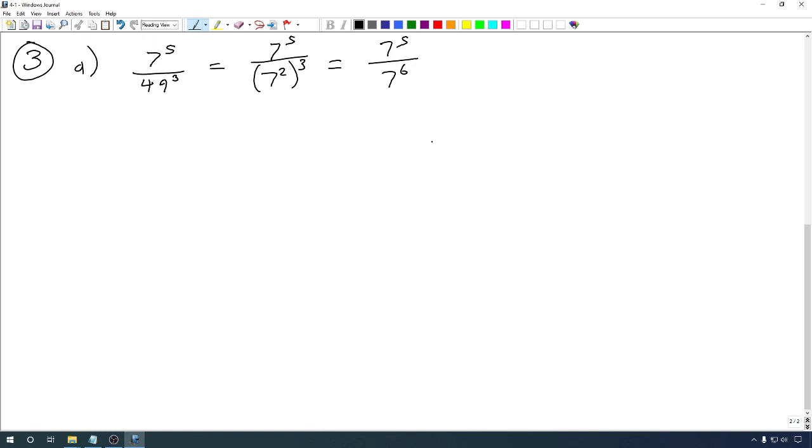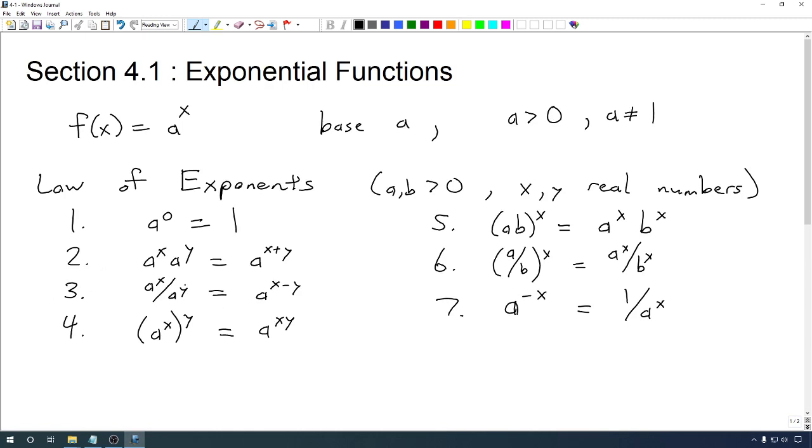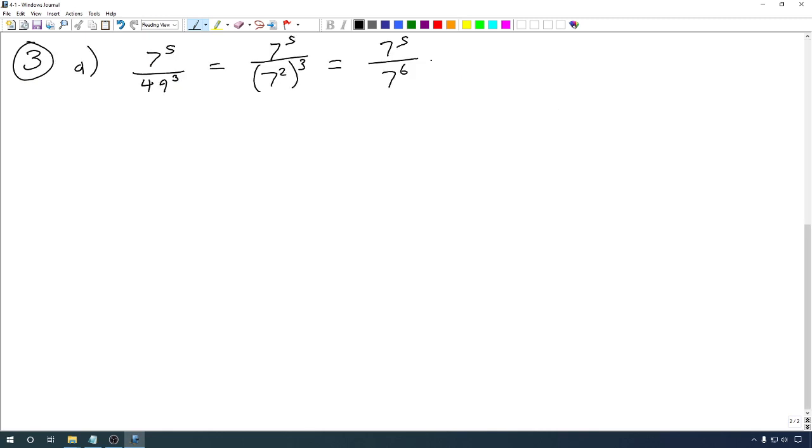Now of course we have a quotient of some power of 7 divided by another power of 7. We can use our property 3 and just subtract those two exponents. This is the same thing as 7 to the 5 minus 6 power. Or in other words, 7 to the negative 1. But then the negative 1 here, as we should be well aware of by this point, just means 1 over 7. So this expression here is really just 1/7. That's what it is.